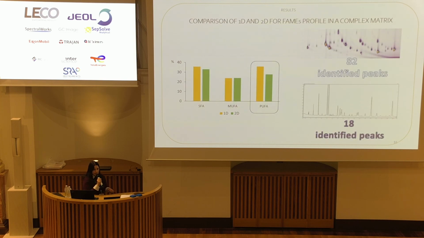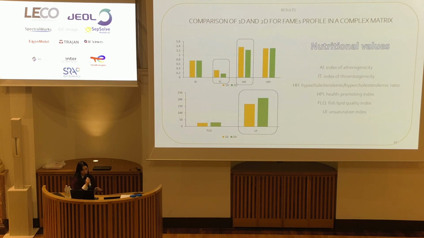We can have a more precise idea of the content of saturated, monounsaturated, and polyunsaturated fatty acids. You can usually find this information on the label of the food that you buy. And you can see that because of coelutions, in 1D, the polyunsaturated are overestimated. Also, if you want to calculate nutritional values that are based on saturated, monounsaturated, polyunsaturated, omega-6 or omega-3, basically you can see a discrepancy between the results in 1D and 2D because of the same reason.